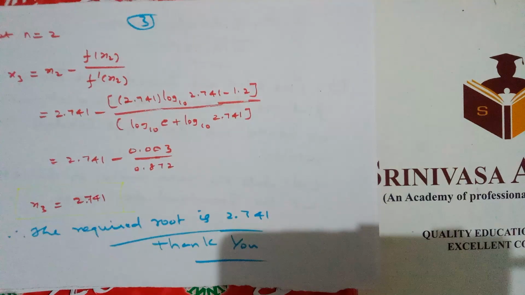So it is repeated. Until the value is repeated, you have to continue the iteration, isn't it? Here x2 and x3 are the same value, so let's stop the process. So the required positive root is 2.741.